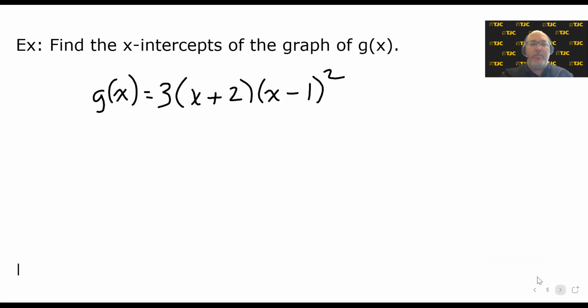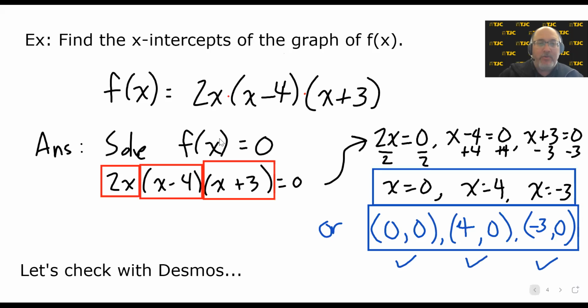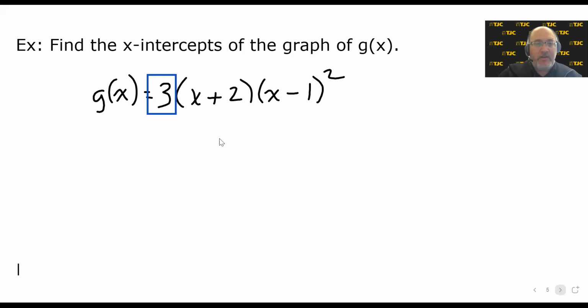In this one, the number in front doesn't have an x on it. In other words, this first factor is just 3, not something like 3x, or back here it was 2x. Secondly, notice that the second factor has an exponent on it, whereas over here it didn't. Will that make a difference? And what about that 3 in front? All right.